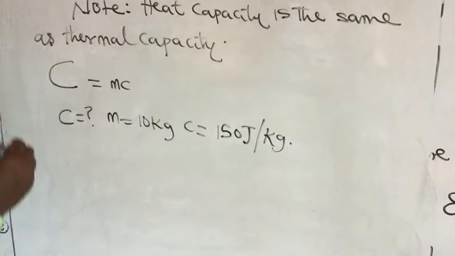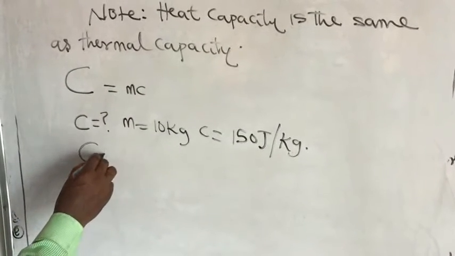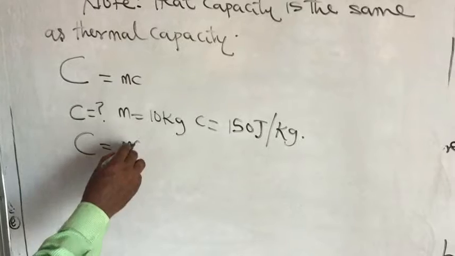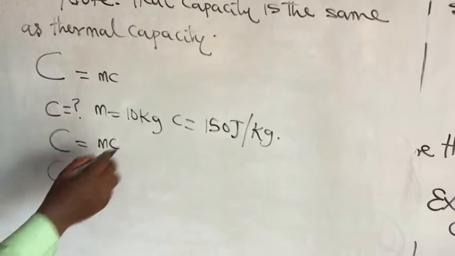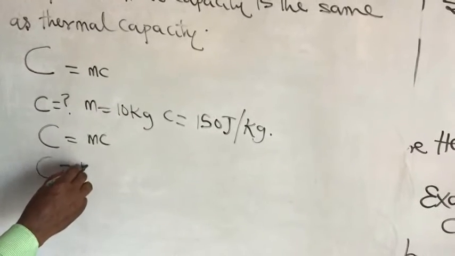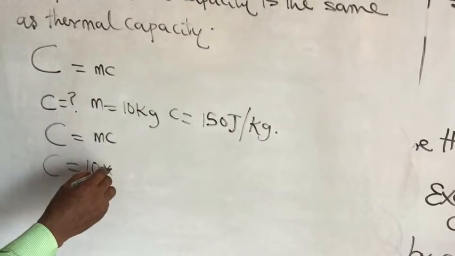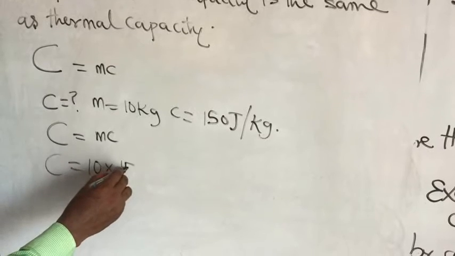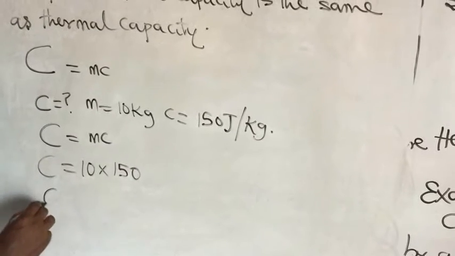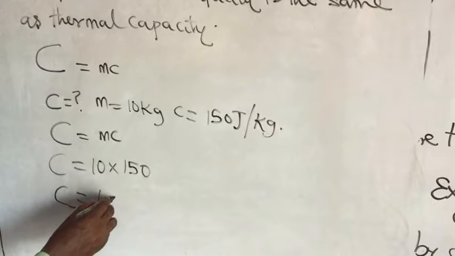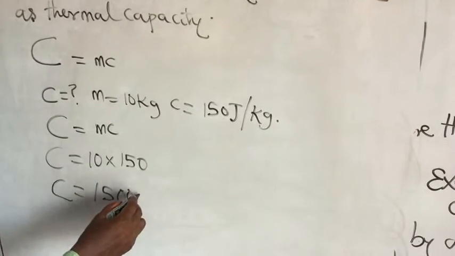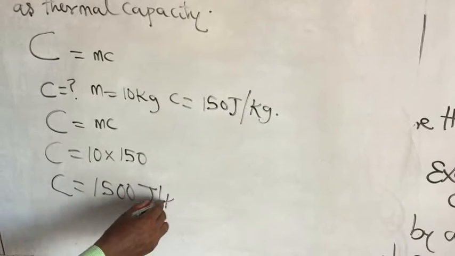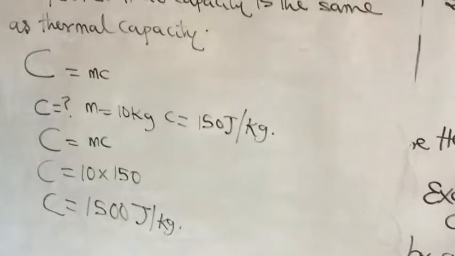We'll just use the formula directly, which is capital C equal to small m c. And your capital C now will go equal to, what's your small m? Your m is 10, and your small c is what? 150. So at the end of the day, you have capital C equal to 1,500. So that's the answer.